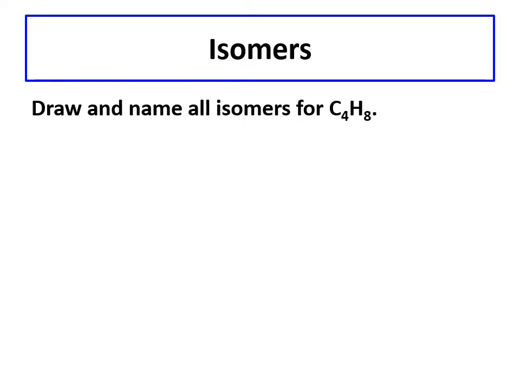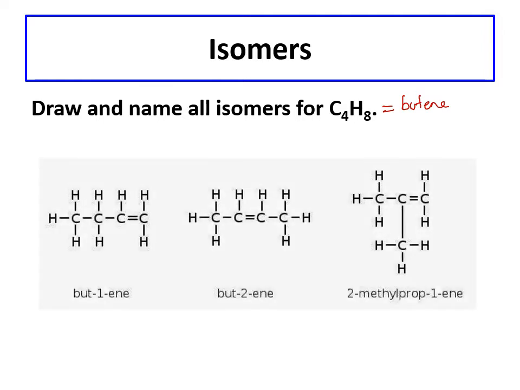Now we're going to look at the second example. Here we have C4H8, which is butene. How do we draw the isomers for butene? The first thing that you need to draw is butene, which is the one where you put the double bond on the far end of the right side of the molecule. So this one will be considered as but-1-ene.